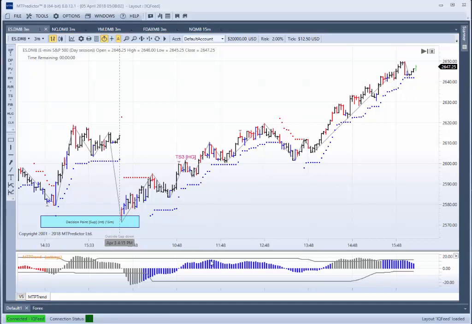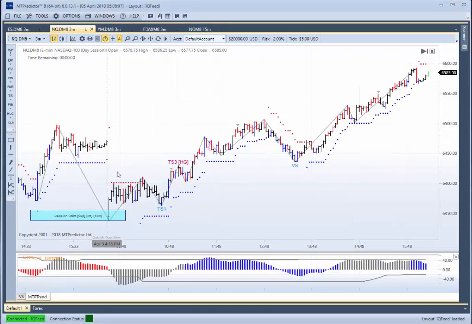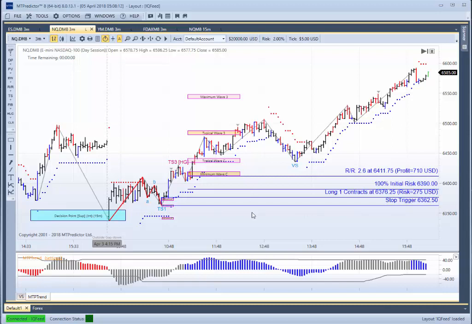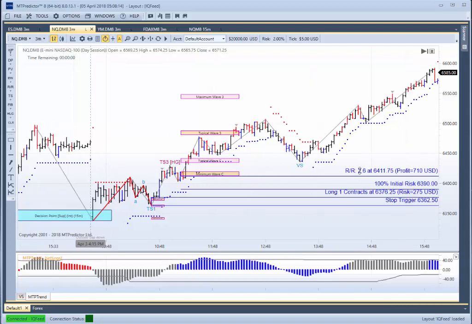So obviously our MTP trend went blue, and you'd be looking for buy setups, not sells. But we're looking at the NQ. So with a right mouse click over our blue buy bar, place analysis on, and you can see there was a potential 2.6R trade at the first target.